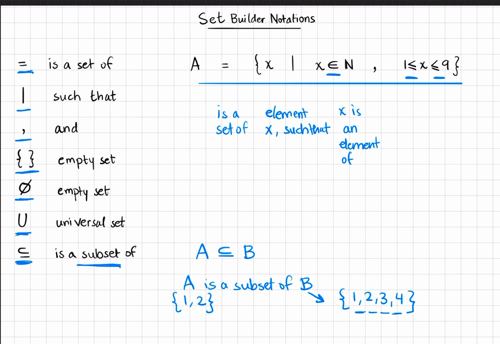the set of natural numbers and, so the comma, and X is between 1 and 9 inclusive. Inclusive means 1 and 9 are also included, are part of it. So X can be equal to 1 or X can be equal to 9. How do we know that? Because of the symbol here. All right, this means greater than or equal to.